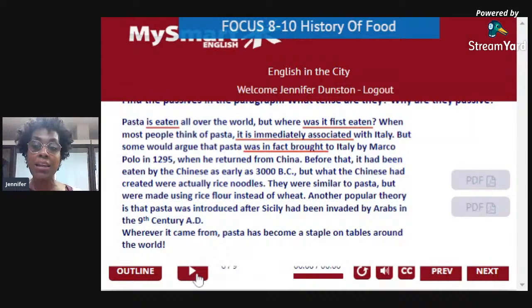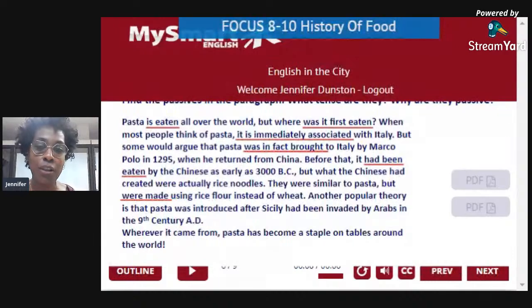Can we find any more passives? Teresa says, it has been eaten. Thank you. And here we have an example, not of present passive, not of past passive. What tense is that? Had created and had been eaten. Thank you, Elena. Had been eaten is past perfect passive.